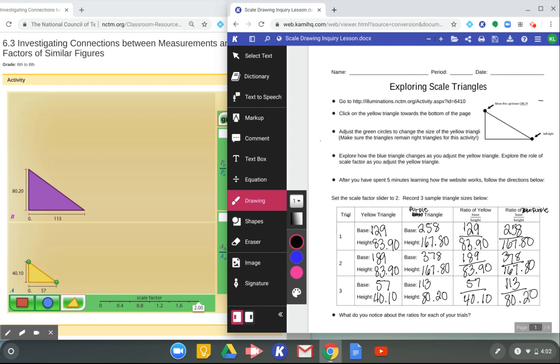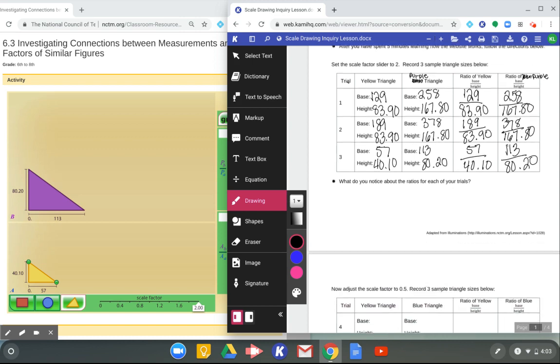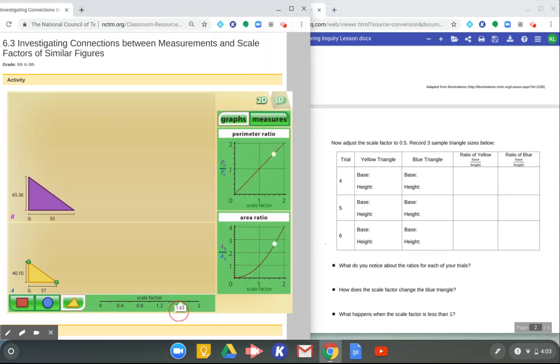Okay, so you should have this filled out now. I want you to either pause the video or come back to it, and then you're going to answer what do you notice about the ratios for each of your trials. I'm going to move down to this table though. So now it says to adjust the scale factor to 0.5, and then we're going to do 3 random samples again. So I'm going to change my scale factor now to 0.5, which is right there.